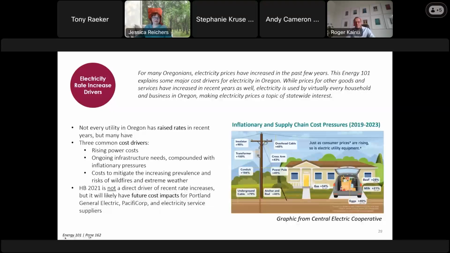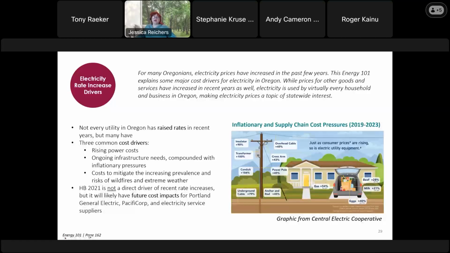Thanks, Roger. So Roger teed me up really well here. We included a 101 piece on electricity rate increases because many Oregonians and many Americans across the country are currently facing higher electricity prices today than a few years ago. In fact, many of you may be experiencing this. And while the prices vary by utility, there are common cost drivers that are affecting Oregon's electric utilities. One of these is rising power costs. An example of this would be when the Bonneville Power Administration raises its rates for the electricity that it sells to Oregon consumer-owned utilities.